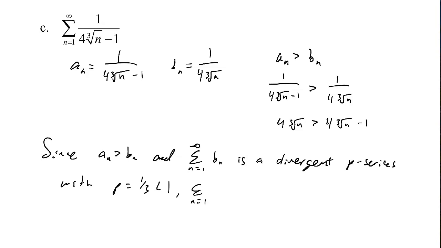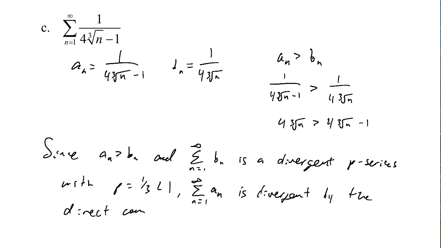This series, whoa, that was an ugly one. Don't do it that bad. A sub n is divergent. Or you could have just said diverges. That would have been faster. By the direct comparison test. And that is it for that.